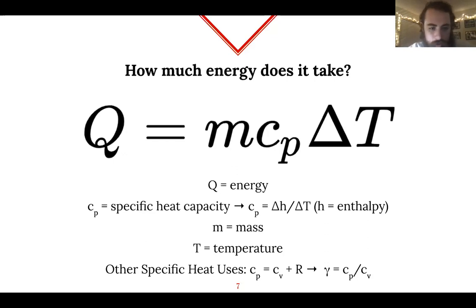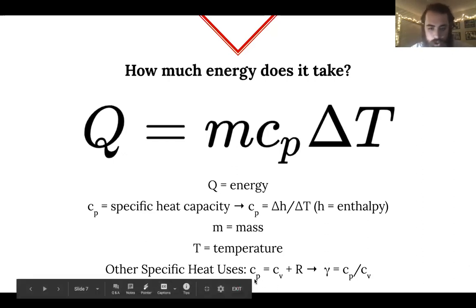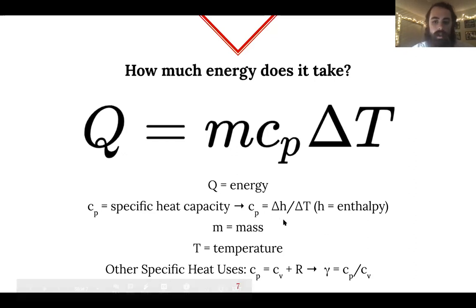So down here, I talk a little bit about the specific heat capacity. So you have a specific heat due to pressure, and you have a specific heat due to volume, which you can see at the bottom. Here's the relation between the two. And our specific heat due to pressure is calculated by the change in enthalpy over the change in temperature.